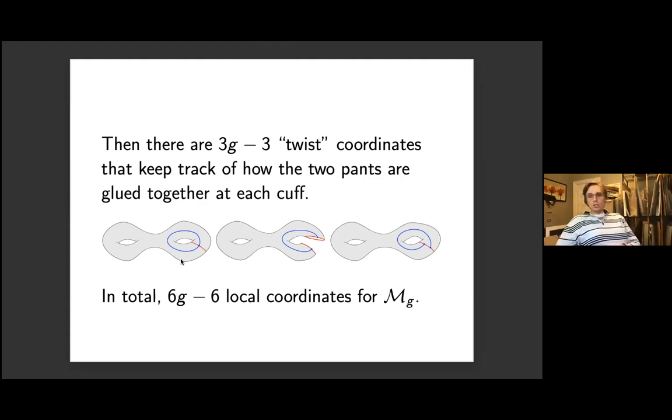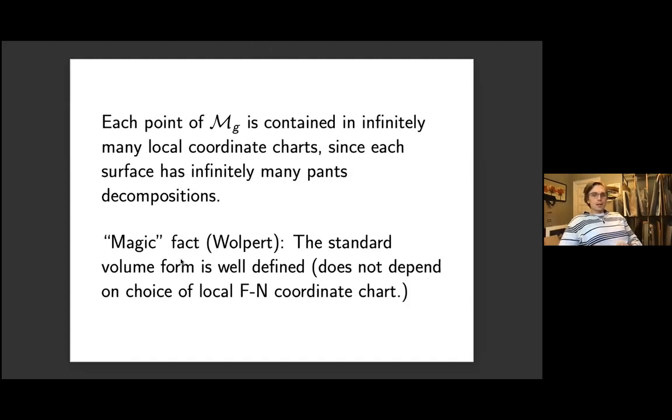So there are these twist coordinates that keep track of how you glue the cuffs together. And in total, the 3G minus 3 length coordinates and 3G minus 3 twist coordinates give 6G minus 6 so-called Fenchel-Nielsen coordinates. And these are indeed local coordinates for the space of hyperbolic surfaces. And these are a very central topic in Teichmuller theory. So that's great. It's very simple.